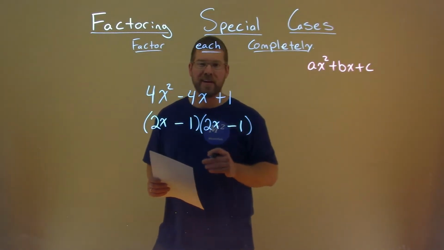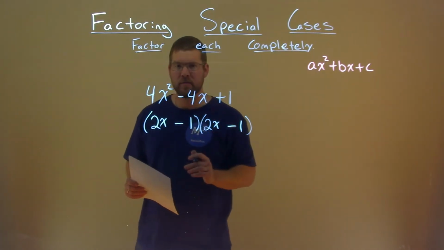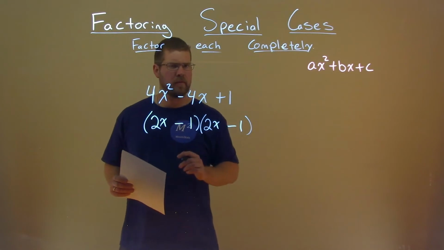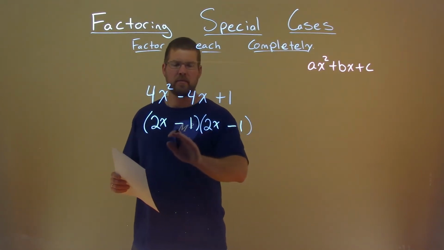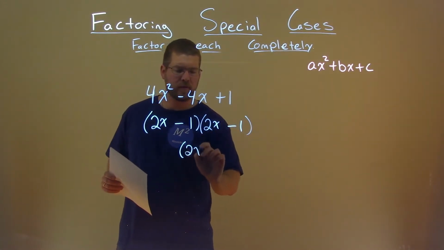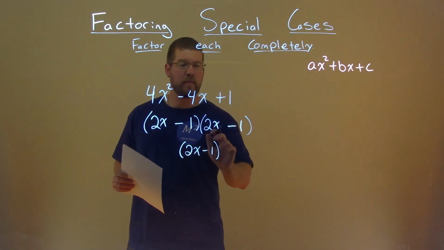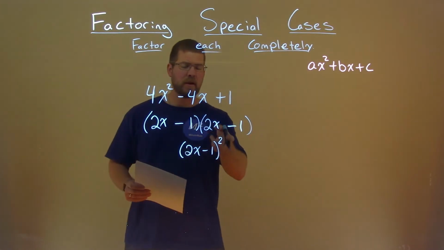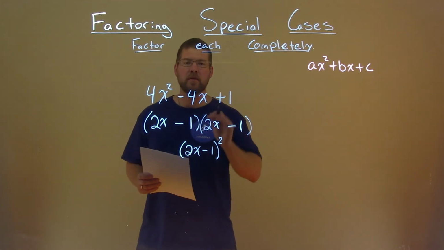Add those together, and you get a negative 4x. But we're not done. We have this in factor form, but it can be simpler. Notice it's the same thing. So we can write this as 2x minus 1 instead of multiplying by itself, we can square it. And so now we have our final answer, 2x minus 1 in parentheses all squared.